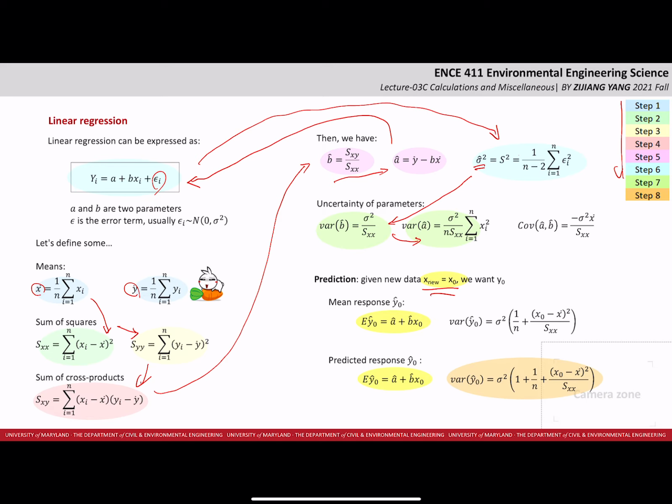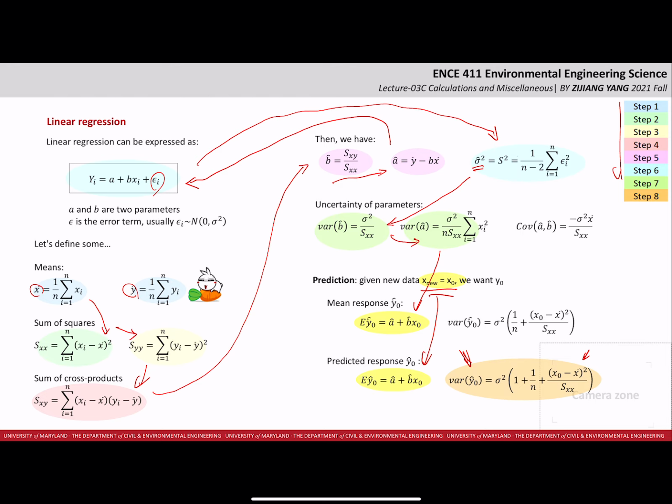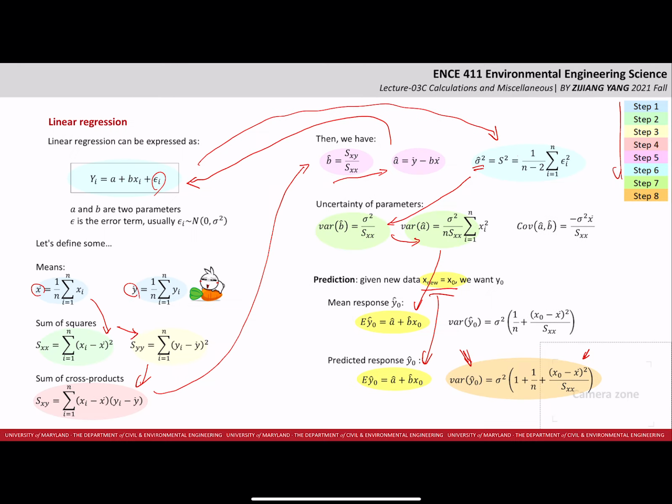Okay, anyway, and then we have a new data point, x new equals x1. And based on all of these results, we can calculate this and this. In the calculation, we are more about this. And in the homework, usually we are going to calculate this one. And by knowing the steps, finally we can get this one.